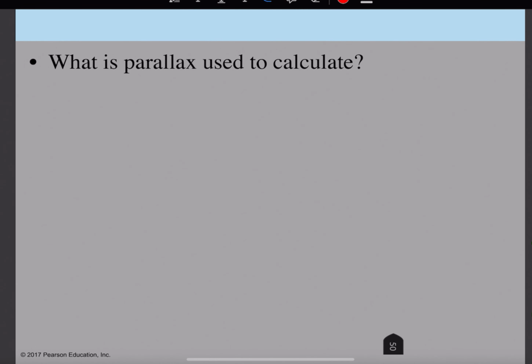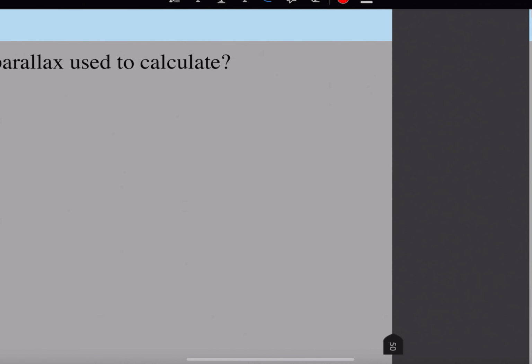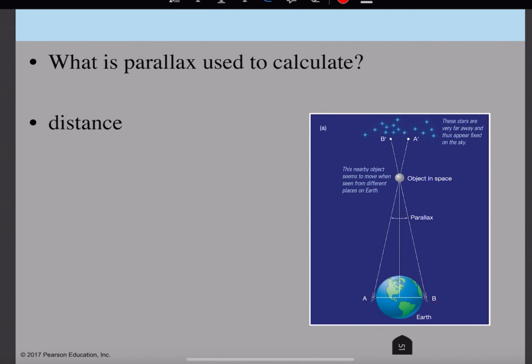Okay, next question. What is parallax used to calculate? So it's used to calculate distance. So by measuring the angle of parallax, you can calculate how far an object is.